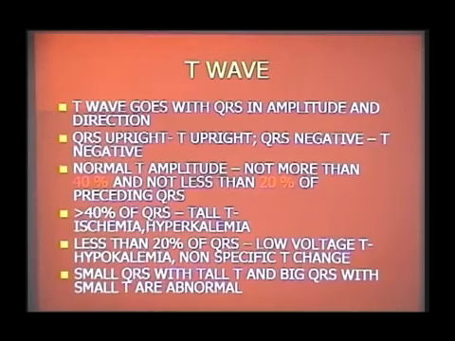So first measure the QRS amplitude. 10 millimeter QRS. The T wave should not exceed 4 millimeters, 40% of the QRS. If it exceeds 40%, you call it a tall T wave. If the QRS is 10, but the T wave is 9, it is a tall T wave.